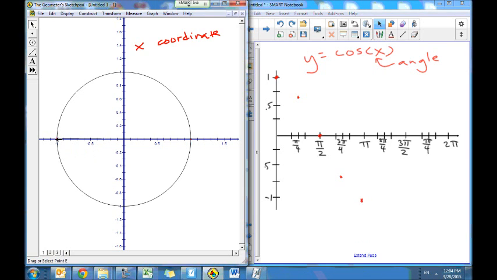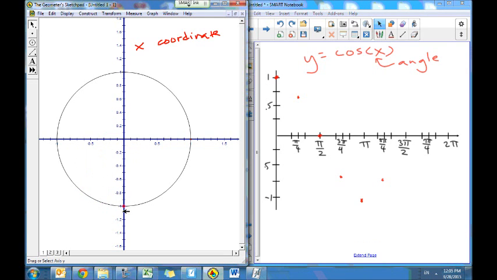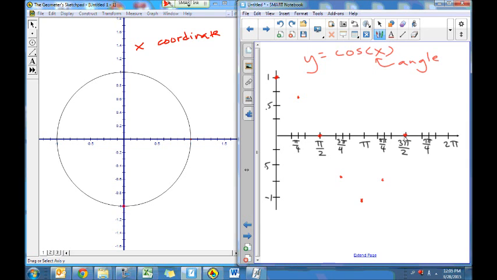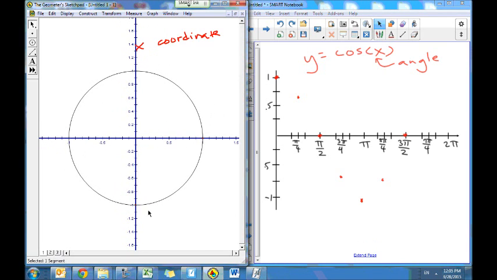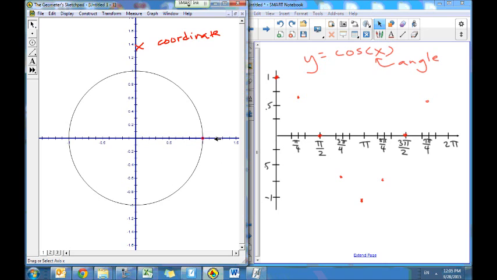Okay, I keep going. The x-coordinate is still negative, negative root 2 over 2. If I keep going at 3 pi halves, again, the x-coordinate is back at 0. And if I keep going, it's now positive. This is now a positive root 2 over 2. And so I'm back up here positive. And then finally, to come full circle, back to 2 pi, my x-coordinate is, again, 1.